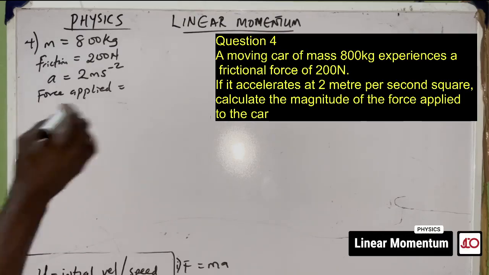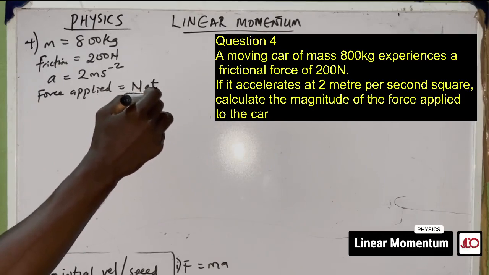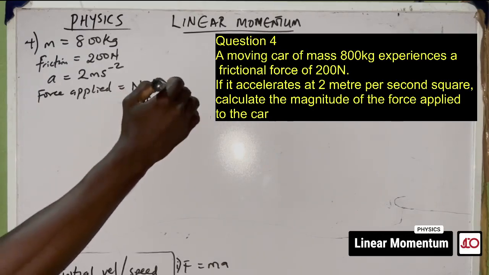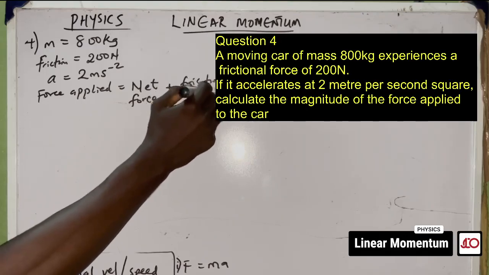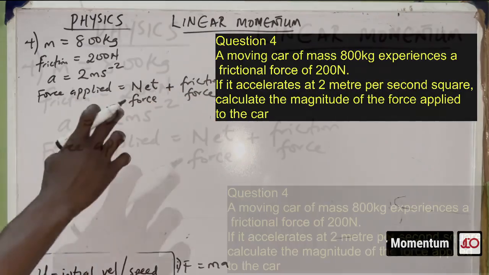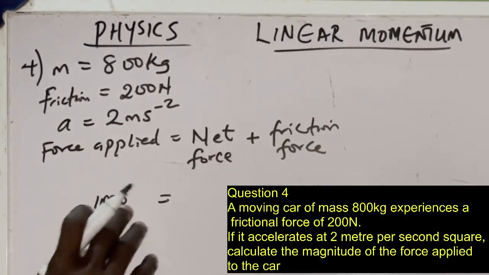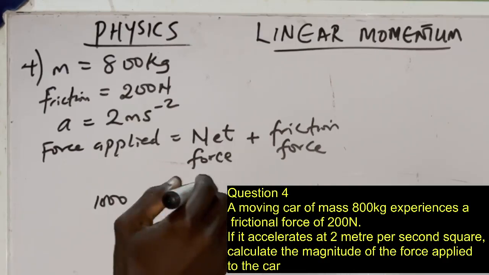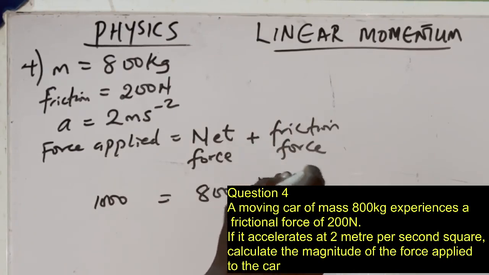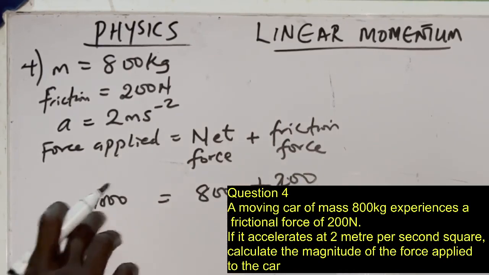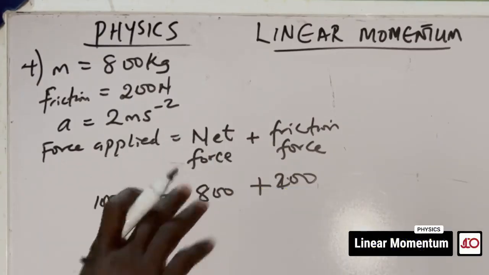So I can tell you that the force applied is the net force, the force used to move, plus the friction force. If I apply 1000, of course it's not going to use 1000 to move. It will use 800 to move, and then friction is what? 200. So the 200 was used to overcome friction, then 800 is what is used to move.